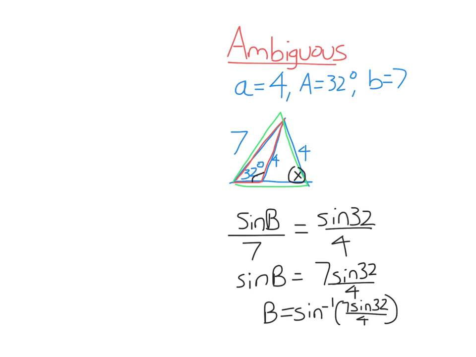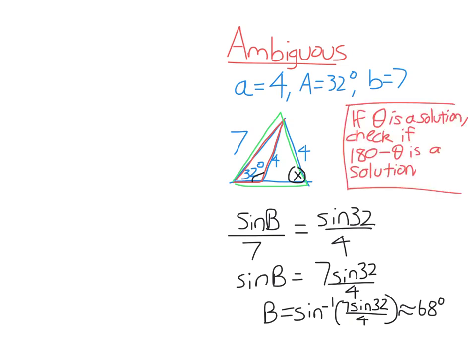So I can just put that on my calculator just like I did in the example on the previous slide. So making sure your calculator is in degrees, you should get around about 68 degrees for B. So that is one possible solution. That's exactly what we did on the previous slide. So how do we find a second possible solution?